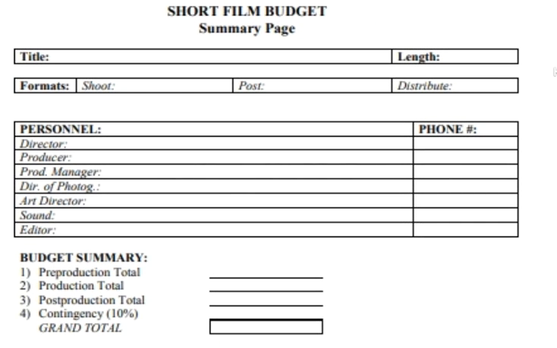So in this segment, we're going to be discussing the short film budget. Pretty much it's the title, the length, the format that you will need, what you're shooting, what needs to be done after shooting, and then the distribution, which is when it gets into the hands of the person that's requiring it. The people who are going to be on it are the director, the producer, the production manager, the director of photography.